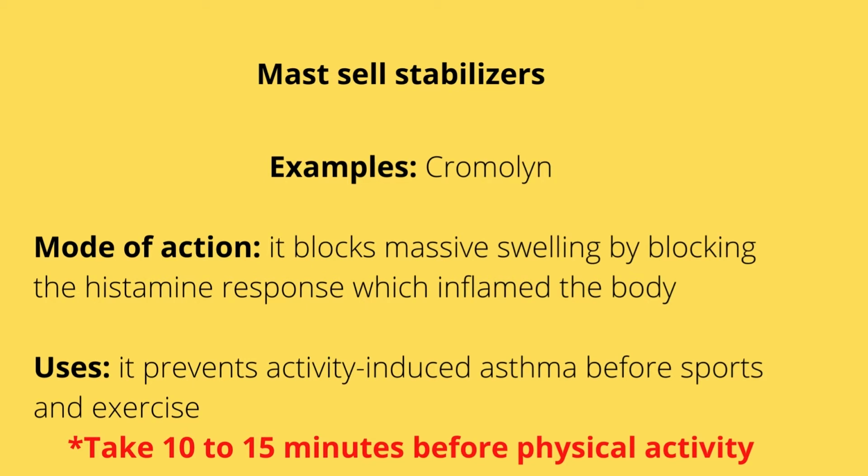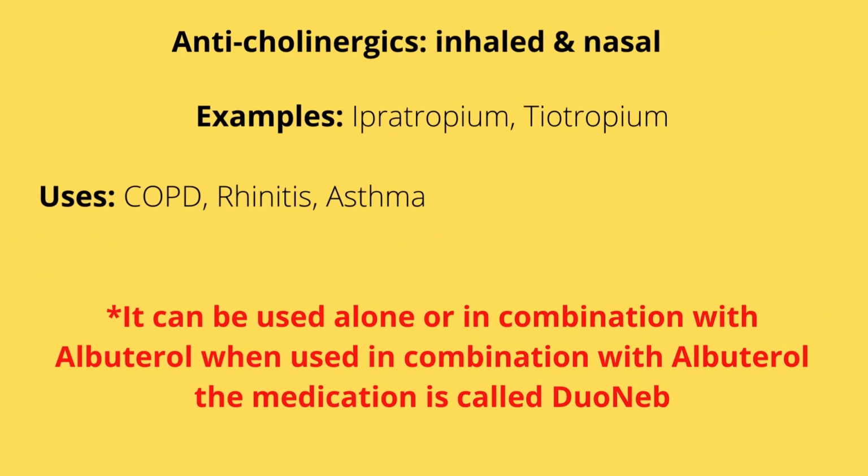Okay? It is used for asthma prevention, like activity asthma prevention, and it's used before sports or exercise. It's taken 10 to 15 minutes prior to a physical activity. Next medication is our anticholinergic medication. And with our anticholinergic medication, it could be in an inhaler form, puff, or it could be administered nasally. And when I say nasally, I mean nebulizer treatment.